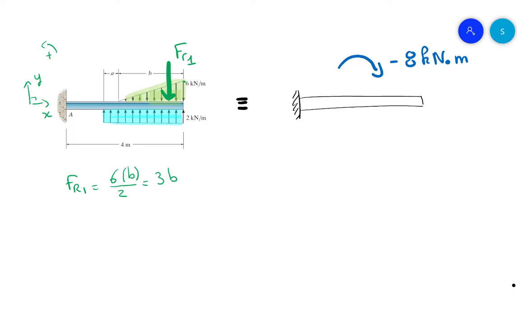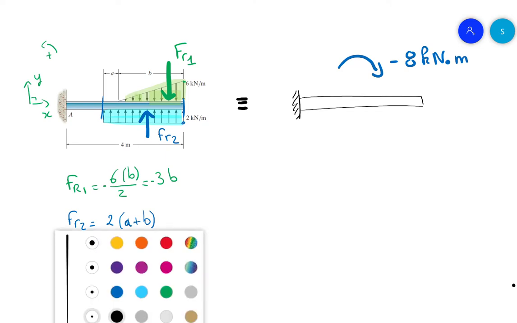For the FR2, oops, this is the FR2. Oh, and that's a minus for the top one. So minus 3B, sorry, going down. So for FR2, the magnitude of FR2 is 2 times the total length, and the total length is all the length from A to B. So A plus B. Okay.